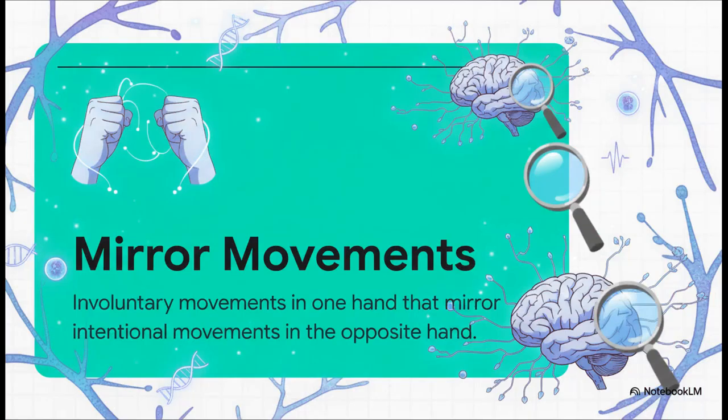So the official definition is involuntary movements in one hand that mirror the intentional voluntary movements in the opposite hand. And the key word here, the one you've got to remember, is involuntary. The patient is not trying to do this. This tells us there's some kind of crosstalk happening in the brain's motor pathways that, frankly, shouldn't be there. And figuring out why is absolutely crucial.